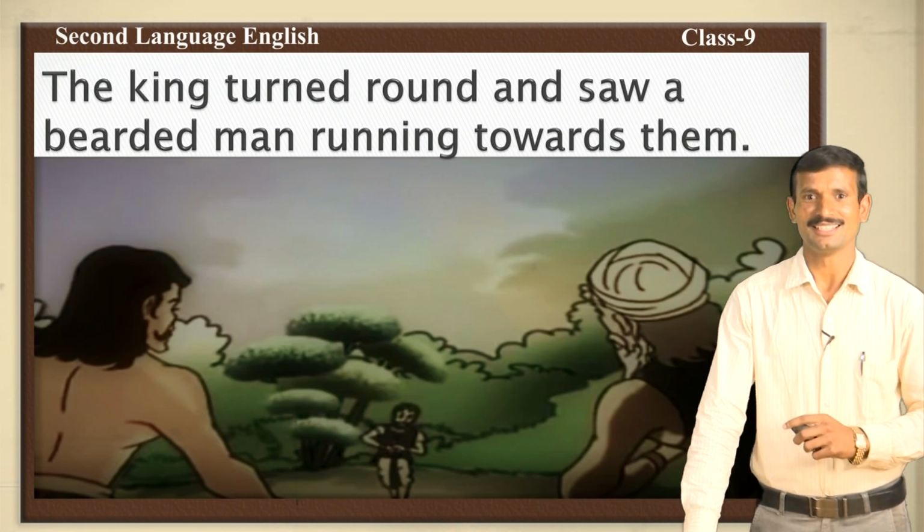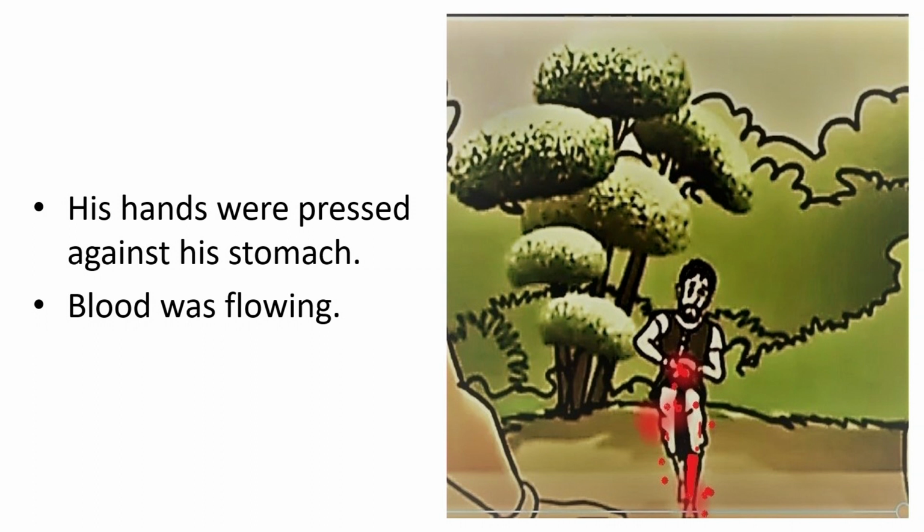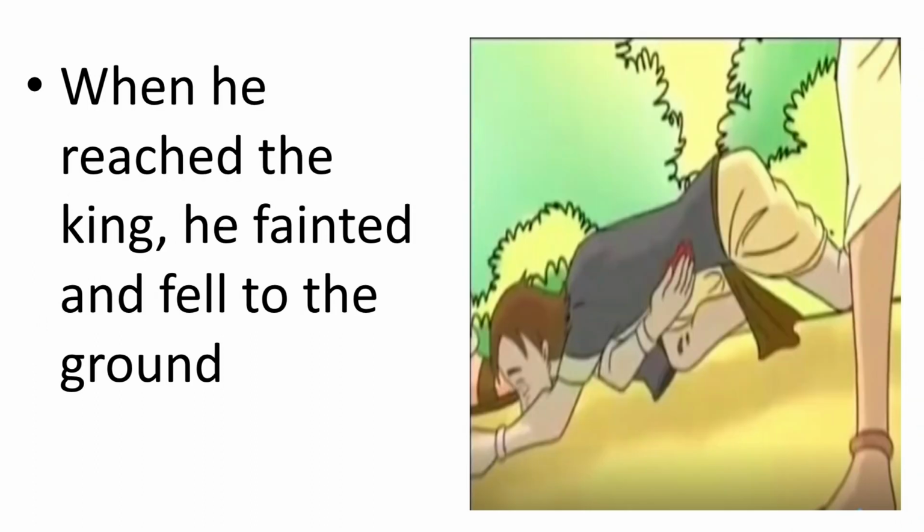The king turned round and saw a bearded man running towards them. Who is that man? His hands were pressed against his stomach. Someone has stabbed him. The blood was flowing. See the picture. What happened to the man? When he reached the king, he fainted and fell to the ground. He was very weak. He was running far away from the place.